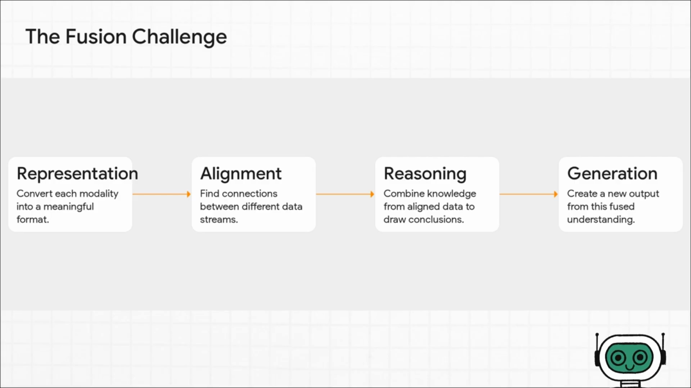Once everything is aligned, the model can start reasoning. It combines all this connected knowledge to draw new conclusions. And finally, you get generation. This is where it uses that fused understanding to create something new. A caption for the image, a piece of code, whatever the task is.